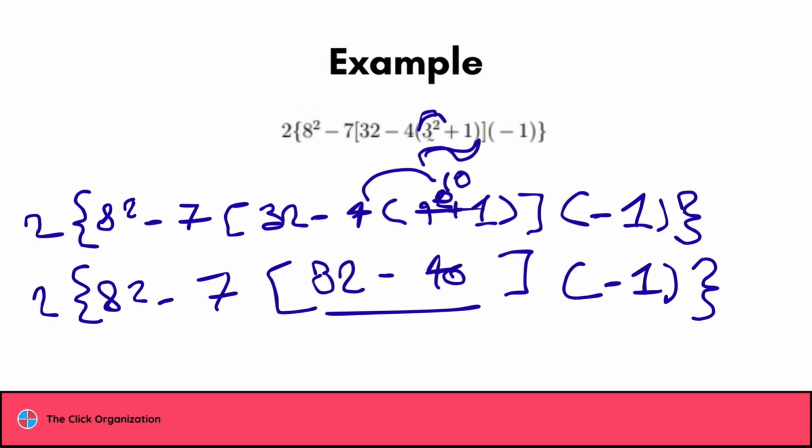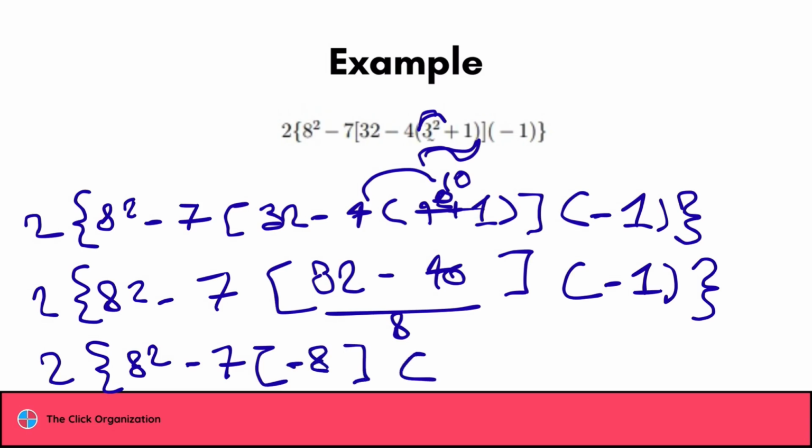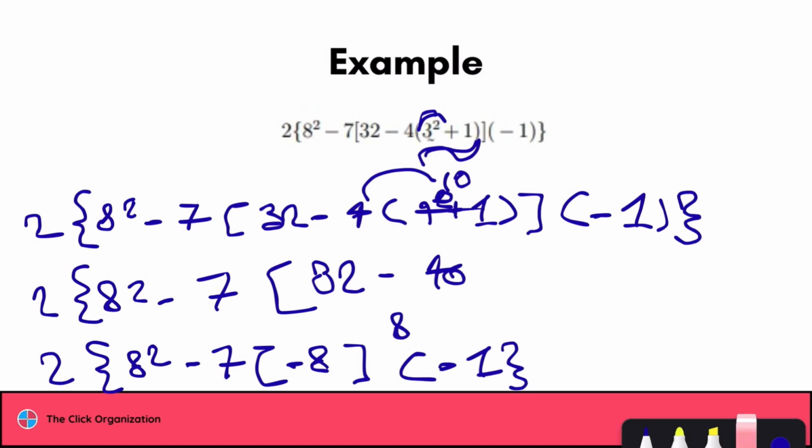So 32 minus 40, it's going to be minus 8, right? Minus 8 to the power of 2 minus 7 times minus 8 times minus 1. So let me erase the other part so that we can do this.